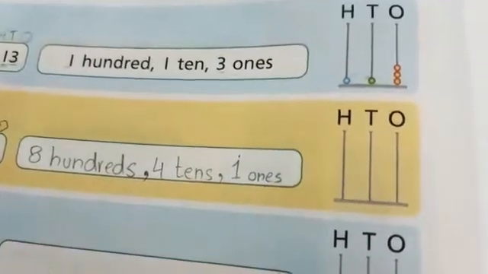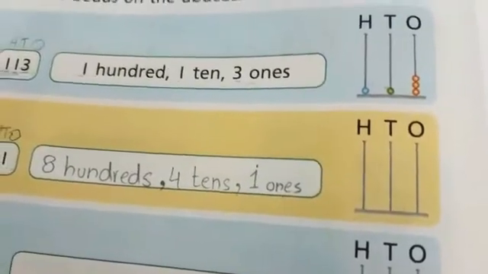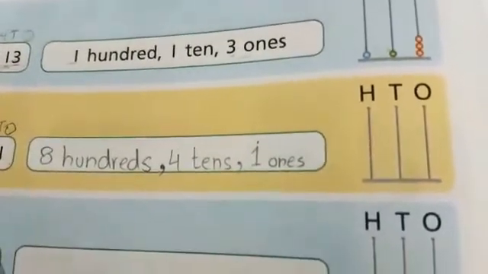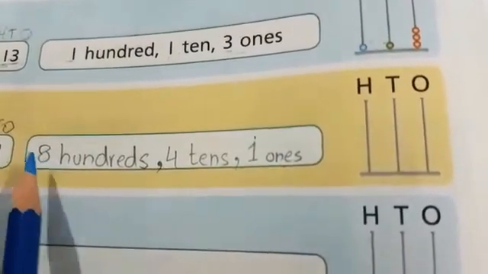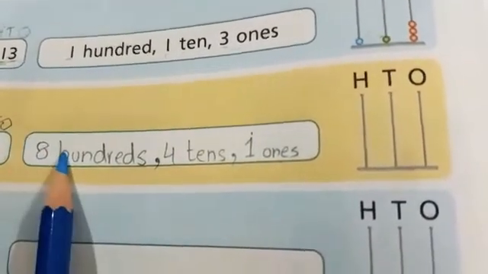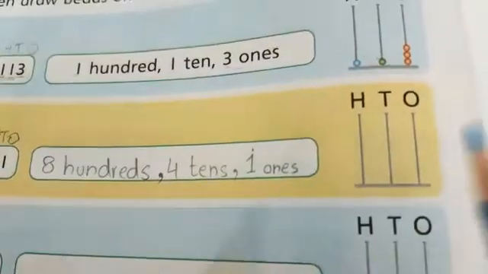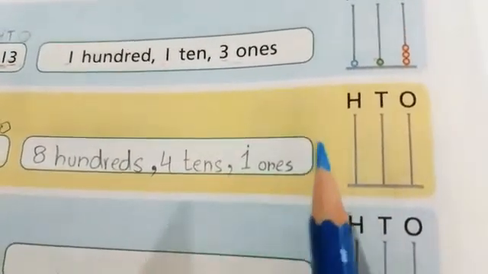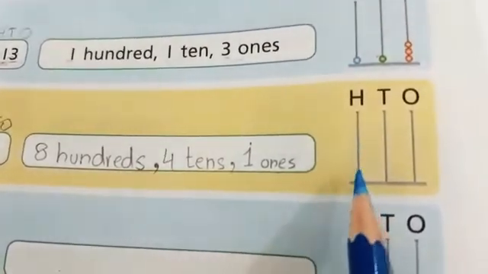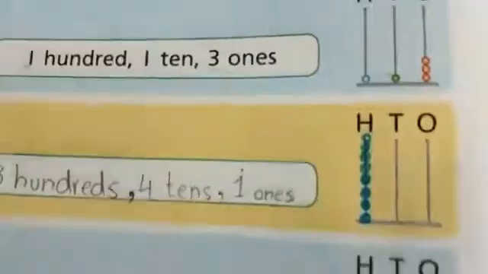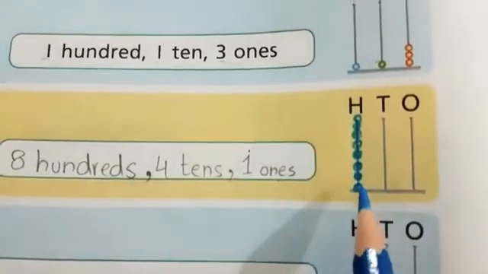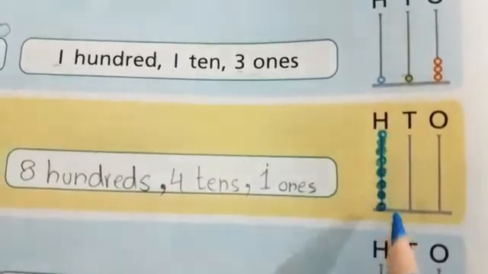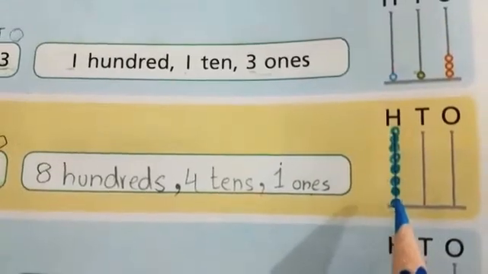Now come to the abacus. How many hundreds are there? There are 8 hundreds. So we have to draw 8 beads in hundreds place with blue color. Draw 8 beads in 100 place. These are 8 beads. 1, 2, 3, 4, 5, 6, 7, 8. 8 beads in 100 place.